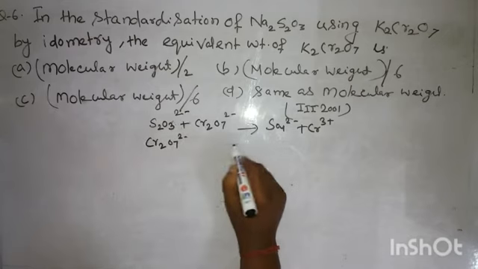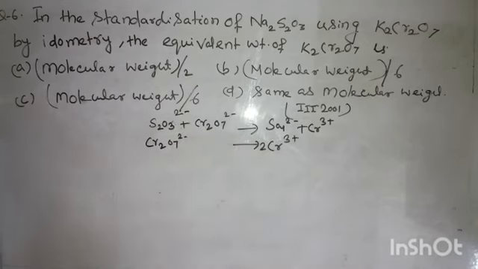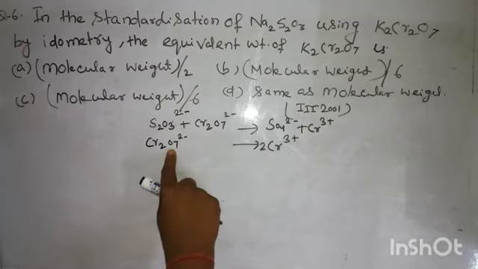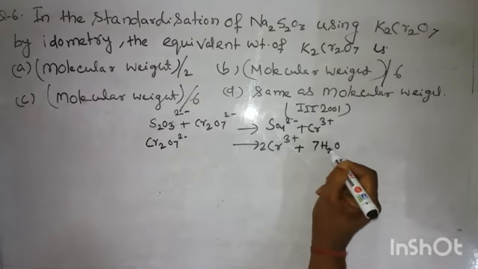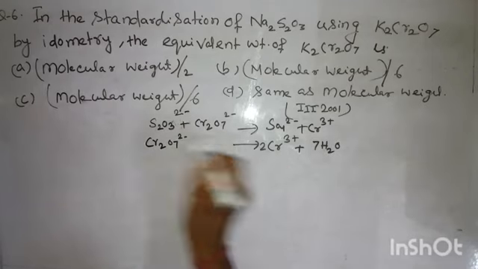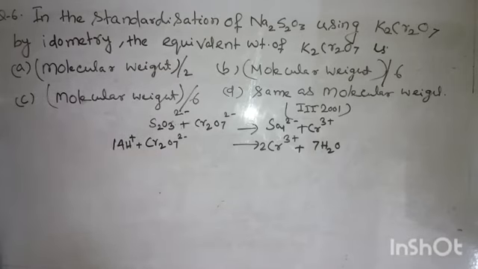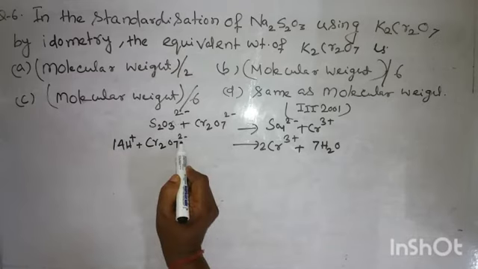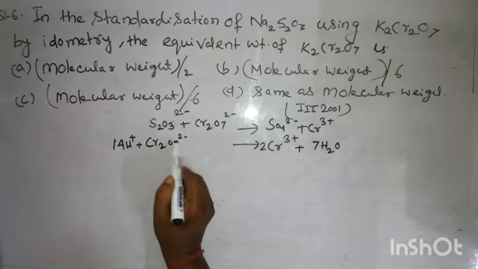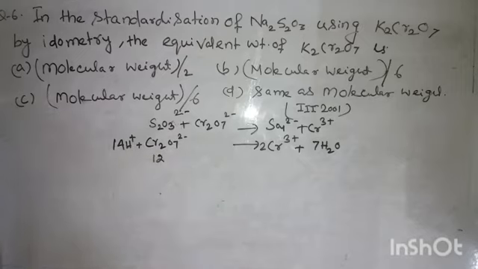Cr2O7 2 minus gives rise to 2 Cr3 plus, multiply by 2 to balance. Here there are 7 oxygen atoms, so add 7 water molecules, then add 14 H plus. Then balance the charge by the electron exchange method. 14 minus 2 will be 12. Net is 12.